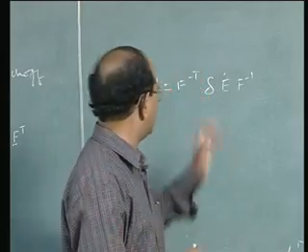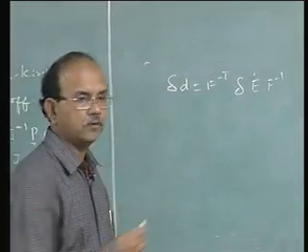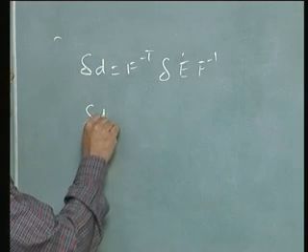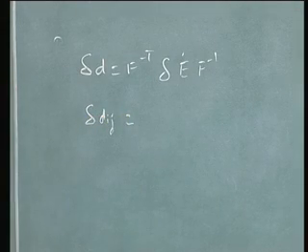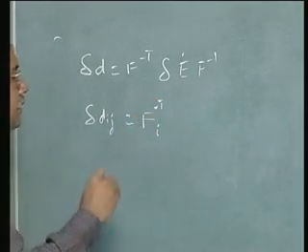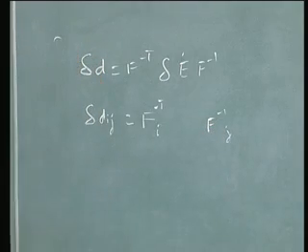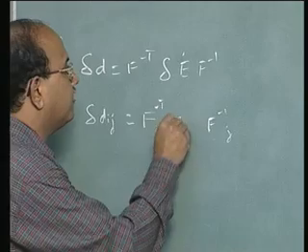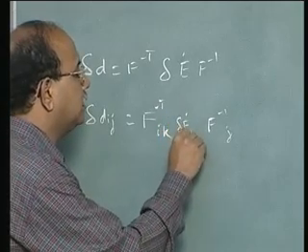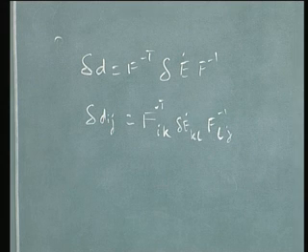Okay, so write this down. First step, let us write it down in the indical notation. Say delta dij. How will you write this down in an indical notation? So obviously, I should start with i and end with j. In the middle I can write F inverse transpose ik, delta E dot kl, F inverse lj.